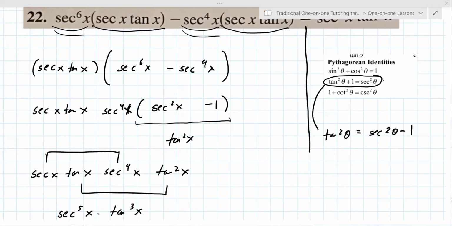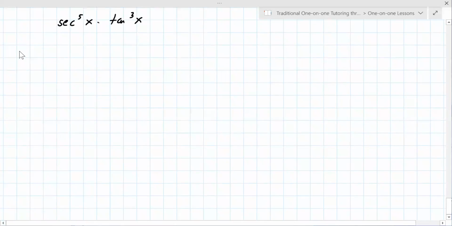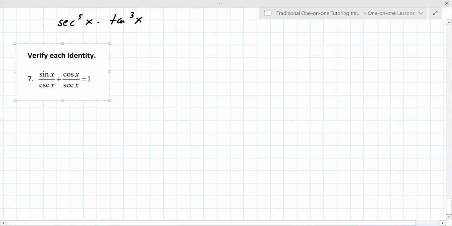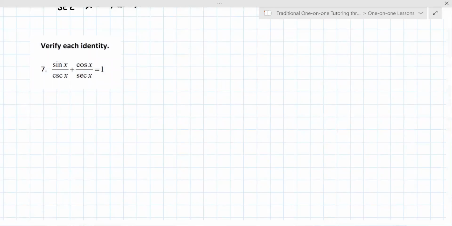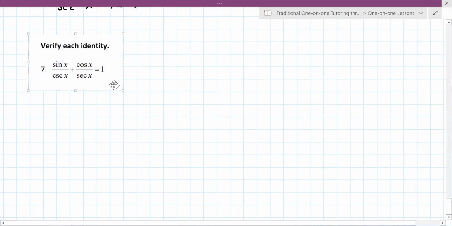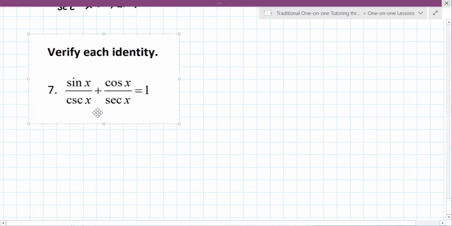All right, here's another one that I think might be worth looking at. Verify the identity. So the left side's more complicated, so we're gonna work on that. You probably notice right away that they're different denominators, so you can't just combine them. One strategy again is to turn everything into sine and cosine.